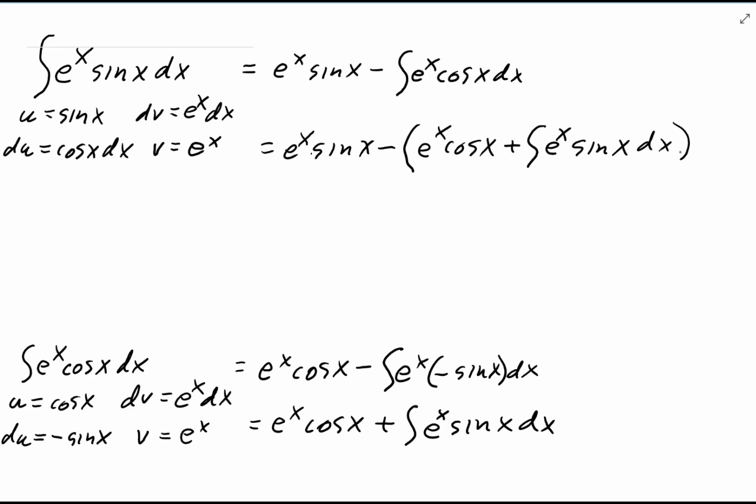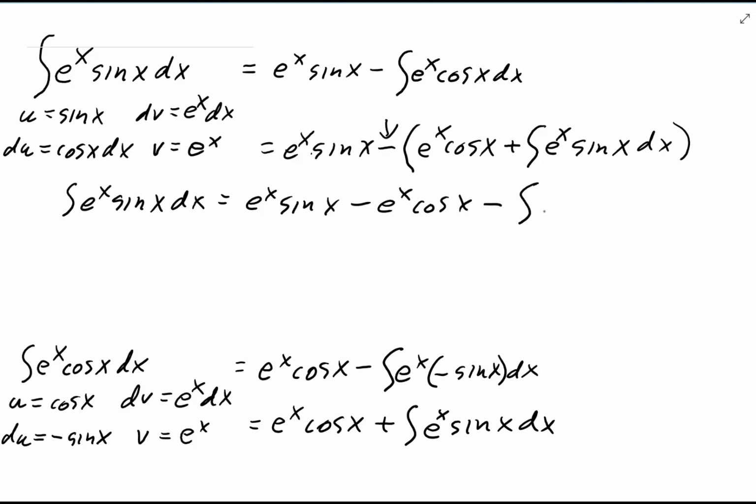And when I distribute this negative sign here, let's write it all out. My original integral is equal to e to the x sine x minus e to the x cosine x minus the integral of e to the x sine x.